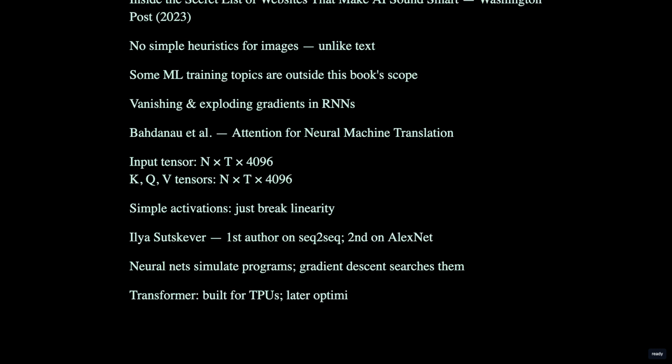The original transformer was developed at Google with TPUs as the primary target, so its early implementations and performance expectations assumed TPU hardware. Later, engineers adapted and optimized those implementations for GPUs, changing memory layouts and parallelism strategies so the model would run efficiently on more common GPU hardware.